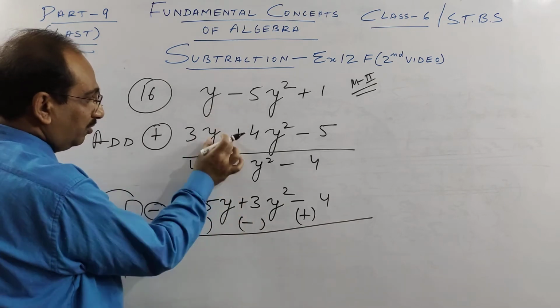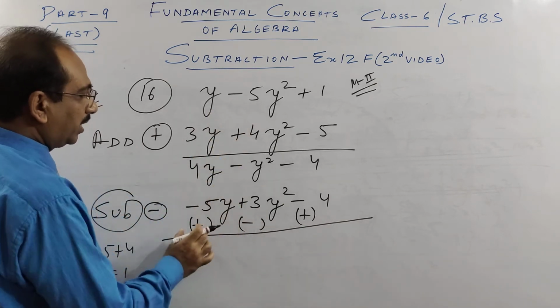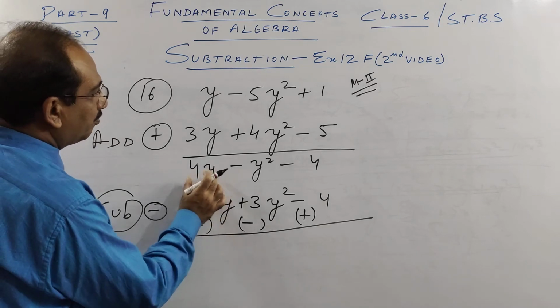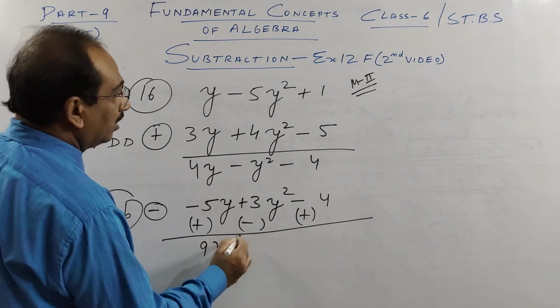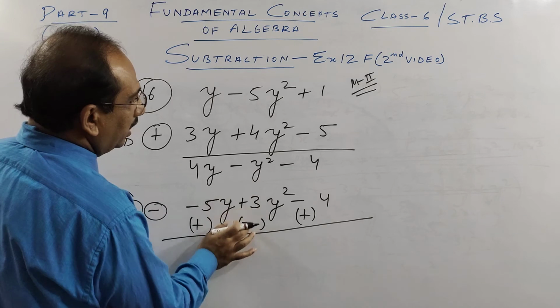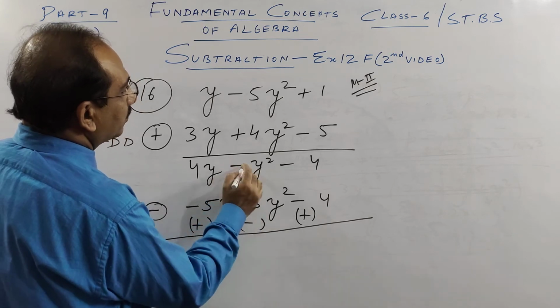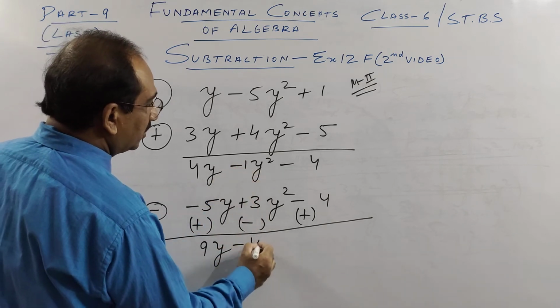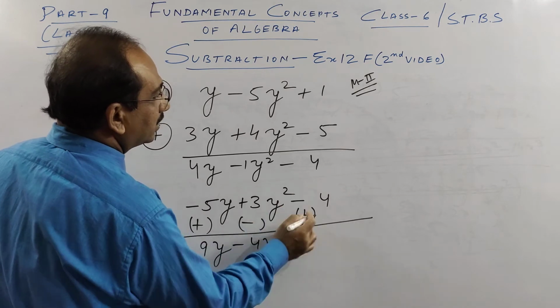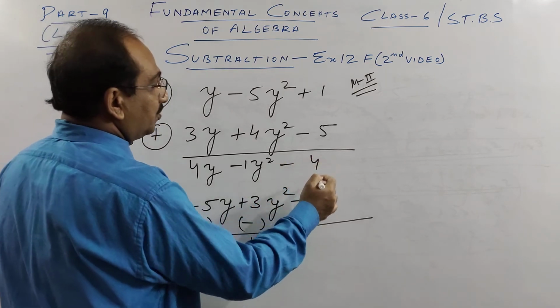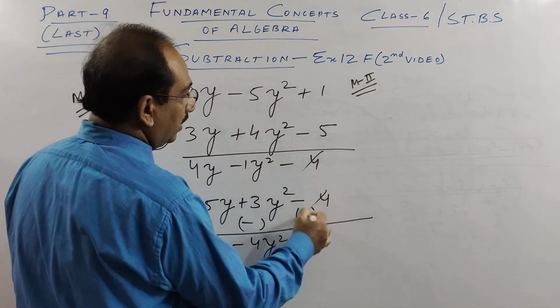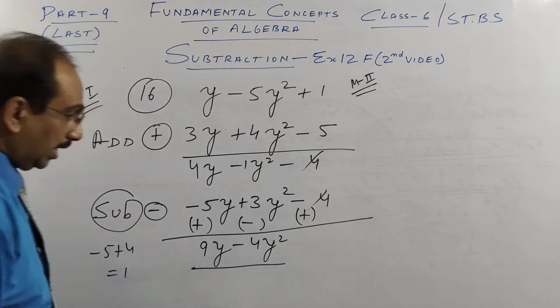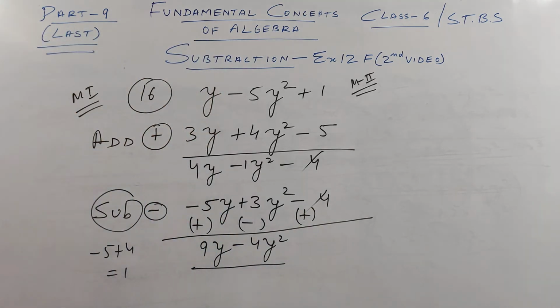So the sign will change here. Subtract this from the sum of these two. So I added, then I subtract. So this becomes plus 5y plus 4y, it's 9y. Minus minus, don't see this. Minus 3y square minus y square can be taken as minus 4y square. And this is plus 4 and minus 4. They are opposite signs, so this will cancel. Nothing you will get. So your answer for question 16 will be 9y minus 4y square.